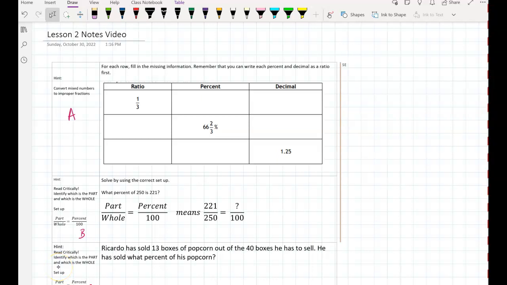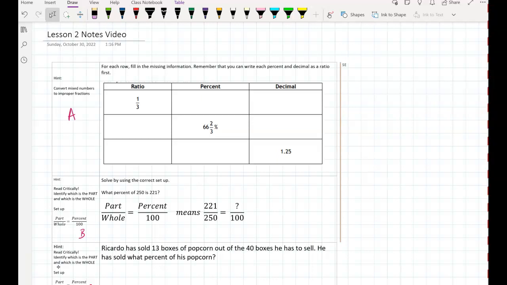Hello there, math friends. Today we are taking a look at day 2 of percents and percentages and all things marvelously percentage based. And the first thing we're going to do, I'm going to show you how to convert ratios to percents and decimals, and percents to ratios and decimals to ratios and percents. How great does that sound? Not complicated at all, right?